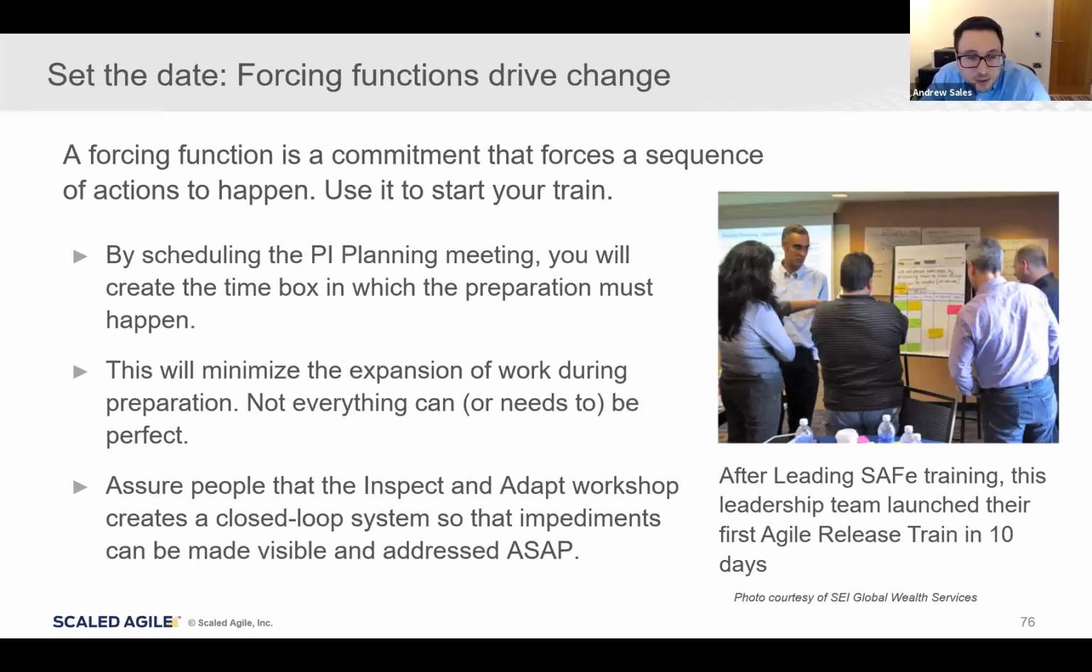When you do create your roadmap, make sure you have a forcing function on there. What is the date of the first PI planning going to be for the first ART you're launching? This is going to ensure that the preparation activities don't expand endlessly. It's going to keep us focused. We know we can always come back through the inspect and adapt process to improve in the future.